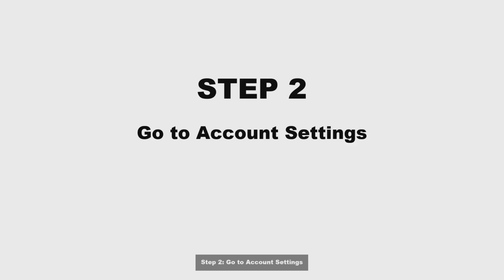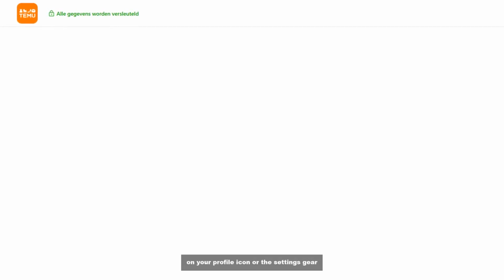Step 2. Go to Account Settings. Navigate to the account settings by tapping on your profile icon or the settings gear icon, usually found in the top corner of the app.